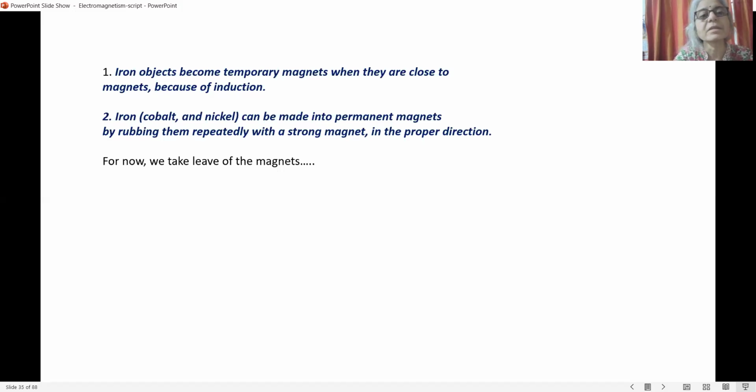So we have seen two things. One is that iron objects become temporary magnets when they are close to magnets because of induction. And the second thing we have seen is that iron objects can be made into permanent magnets by rubbing with strong magnets in the proper direction repeatedly. Similarly, cobalt and nickel can also be magnetized. So for now, we take leave of magnets, and we will revisit them in later videos.